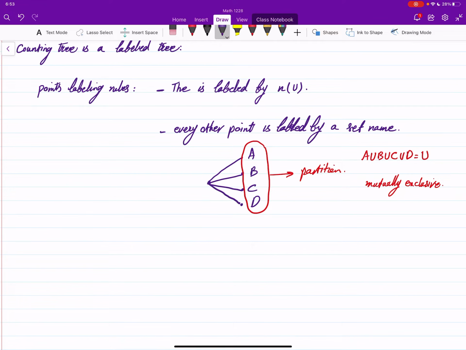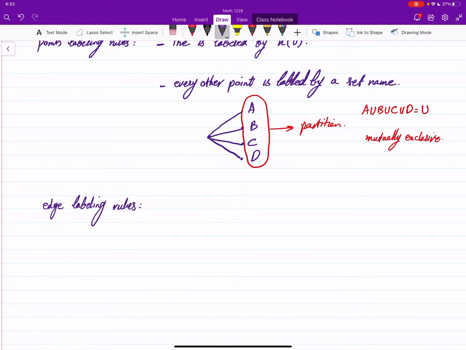How about labeling of the edges? Edge labeling rules. There is only one rule: every edge is labeled by a number. What number? The number of elements of a set.